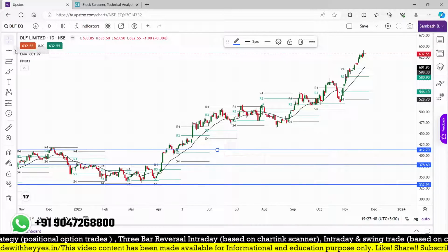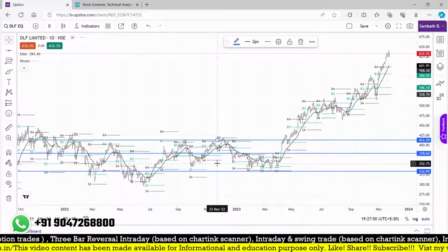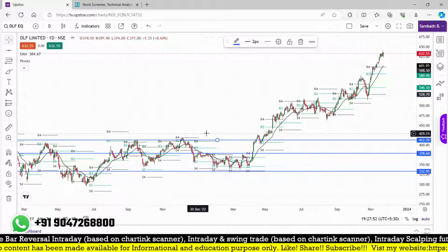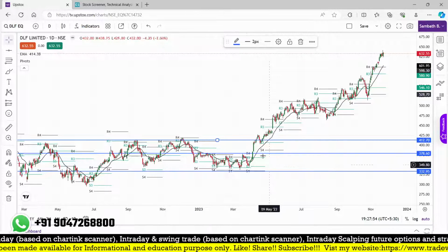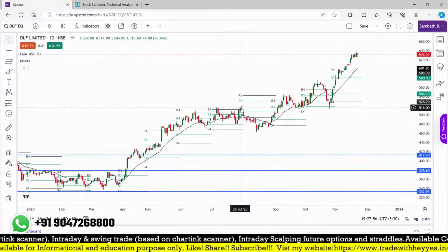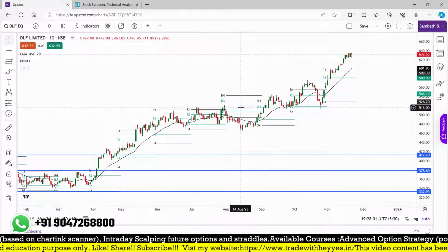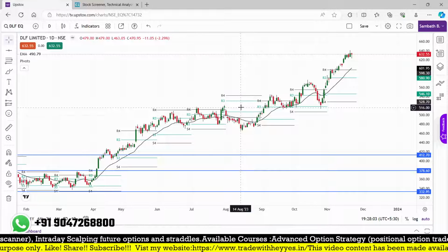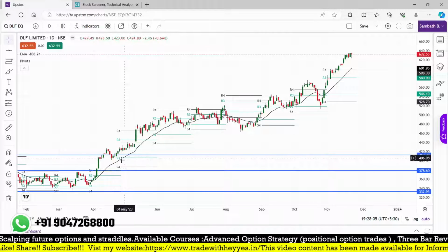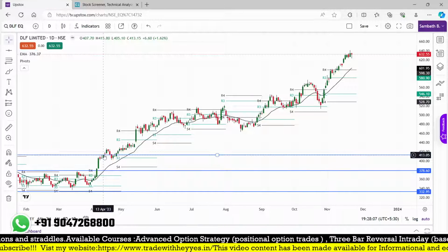Previously, is there any other point where it is broken? So it never broke that R4 level. I'm also looking at intraday, because it is working well on an intraday basis too. I'll make a new video for that. But on a daily basis, I should enter here around 430.